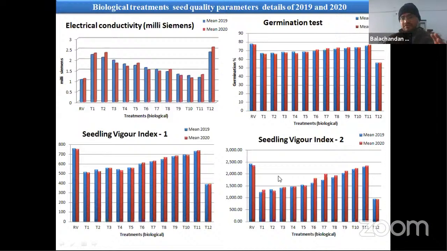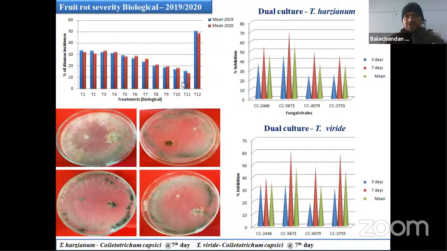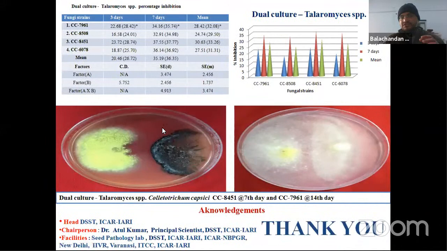And coming to the disease severity also, disease severity was very high in the control because of no treatments. In the Trichoderma viride and harzianum treated seeds, seedling dip as well as foliar spray, the disease was very less. And coming to the dual culture, with Trichoderma harzianum, viride and Talaromyces, we used three biocontrol agents. In that, Trichoderma viride and harzianum were effective compared to Talaromyces. In Talaromyces, on the seventh day the growth was almost 50%, and only after 14 days did Talaromyces cover the entire plate. The action of this is due to production of chitinases, cellulases as well as lysis.